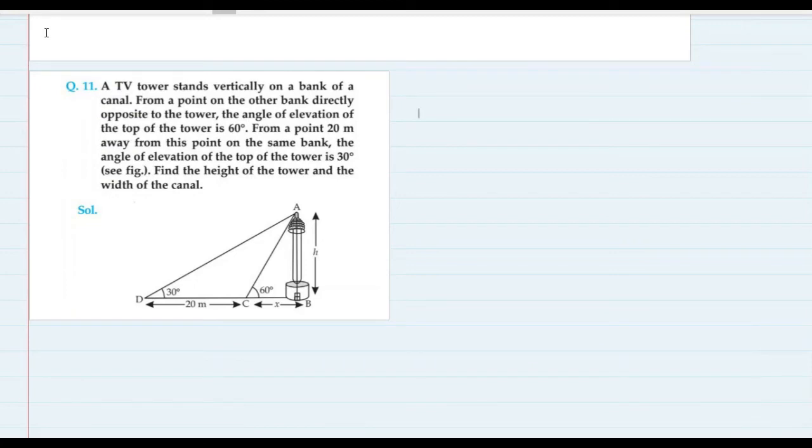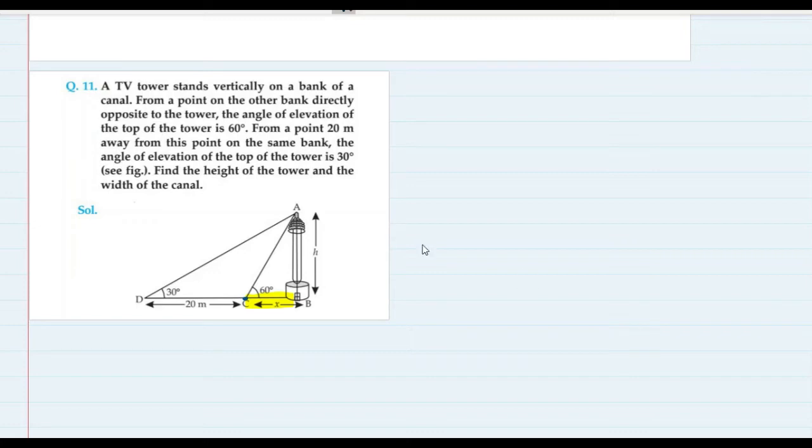So do you see that this is the canal? BC is the canal. B is the foot of the TV tower. C is the other end of the canal. From C, the top of the tower makes an angle of elevation of 60 degree. From a point 20 meter away from this point C, so if you move 20 meter backwards from point C, the angle of elevation of the top of the tower changes to 30 degree. Find the height of the tower and the width of the canal.